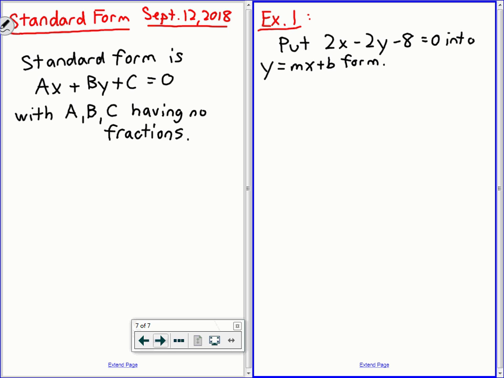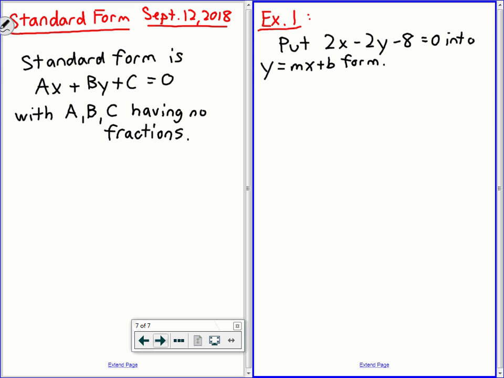Now, other than me just trying to be mean to you, which of course I'm not, what's the purpose of putting something into y equals mx plus b form? Anyone know why we do put things into y equals mx plus b? I'll give you a hint, it was warrant number 1 today. Why do we put things into y equals mx plus b? You graph them very easily. Okay? You can very easily graph in y equals mx plus b.